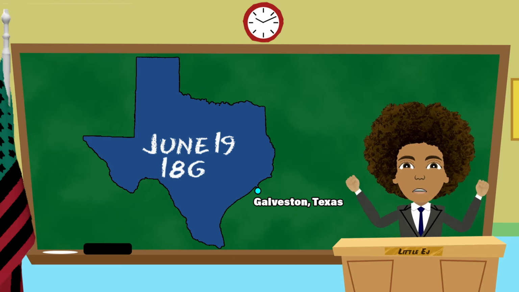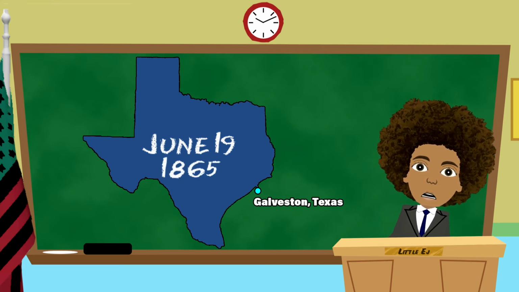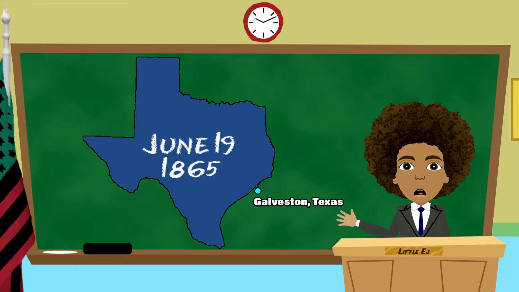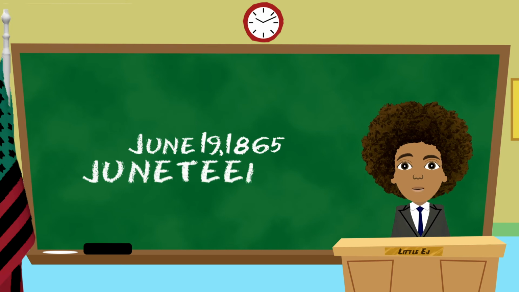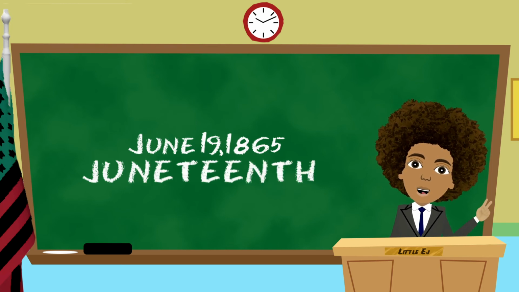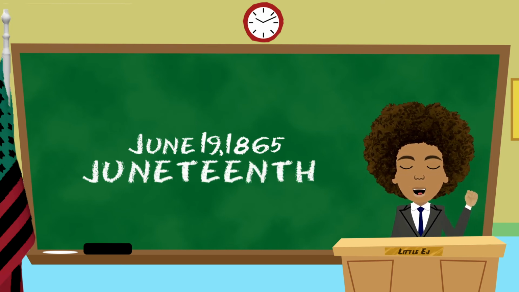In 1865. In other words, it took 2.5 years before the proclamation had any effect on Texas and for slaves to even know they had been freed. Hence, Juneteenth, America's second Independence Day for black people. And now you know.